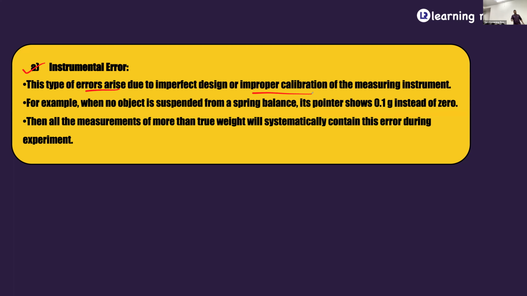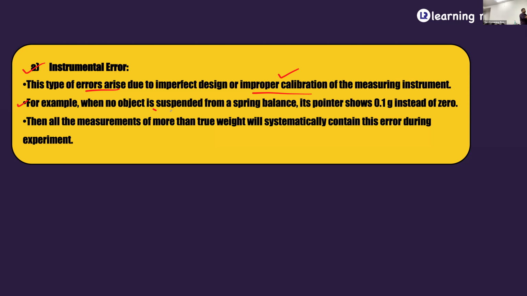So that is an example of an instrumental error. You're able to understand. See, every time you will not have an eye for the detail. Every time you cannot catch it. But sometimes, at some point, you will be able to catch it. So that is the meaning of improper calibration of the measuring instrument. Okay.